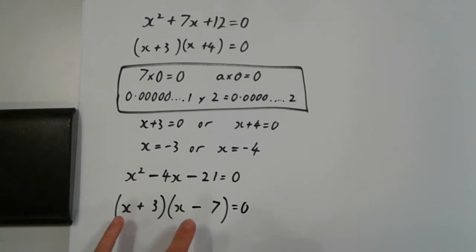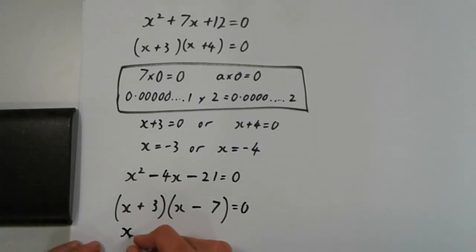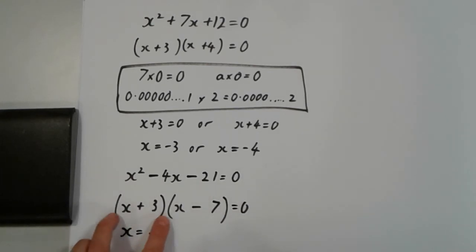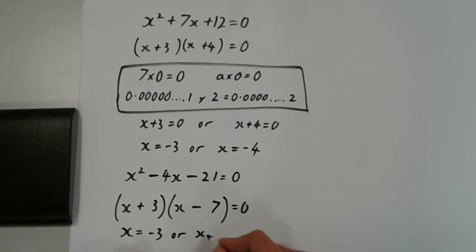Okay, so now that we've got that, that tells us that x is either negative 3, remember we set that factor equal to 0 and solve, or x is positive 7. We've got our two solutions.